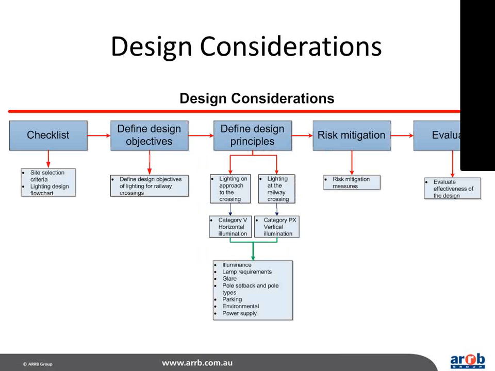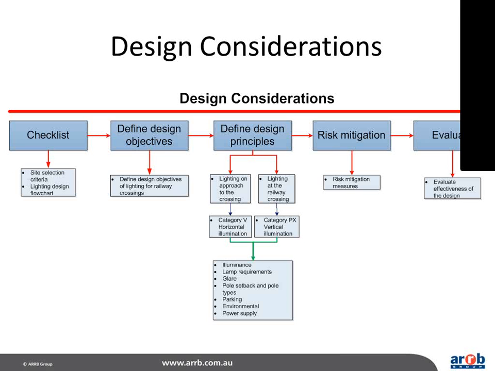Next, we're going to look at the design considerations. What do you need to look at? There are 5 key areas that you need to look at when you start planning lighting for railway crossings. First are the checklist, site selection criteria, and design flowchart. Once you've selected your sites, the site selection criteria can help you prioritize your sites, choose which sites you're going to treat first. The flowchart will decide how you go about what kind of lighting you implement.